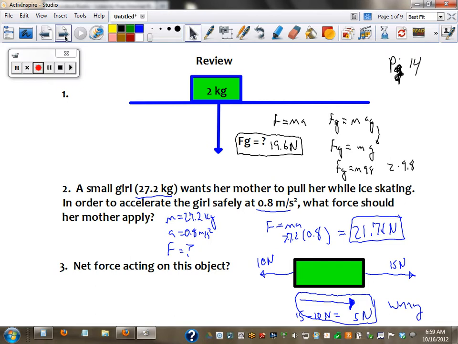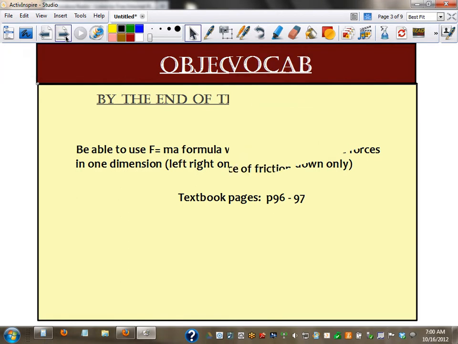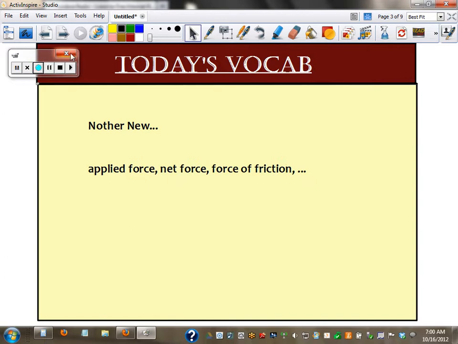So that was your review. You need to be able to do those. By the end of the day, you'll be able to use this formula when there are multiple forces in one dimension. That means left and right only, or up and down only. And they're on textbook pages 96 and 97. There's nothing new.